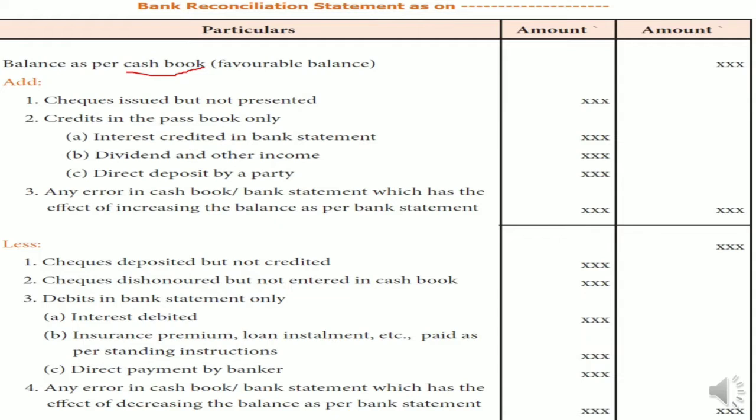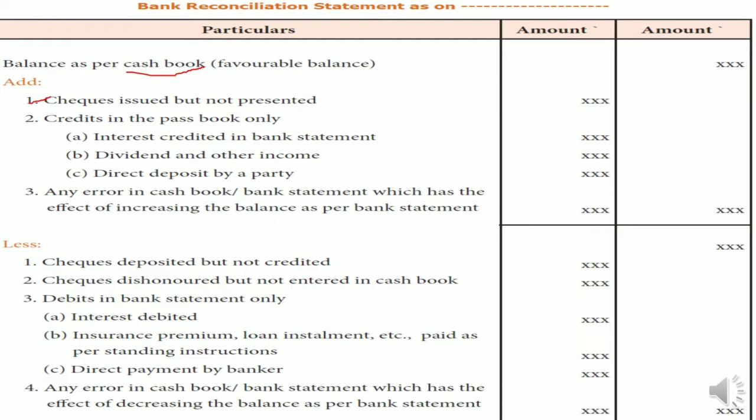Now we are going to see the banker's passbook, what would have happened on that day. Add: checks issued but not presented. I issued a check, but the person who received it has not gone to the bank to get the payment. So my amount won't be deducted, the same amount will be there, and I am showing that in the add column.